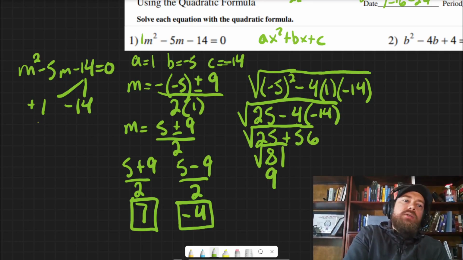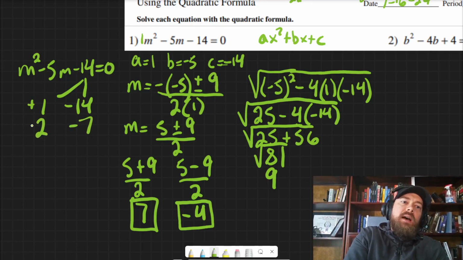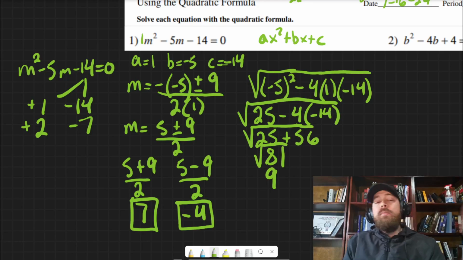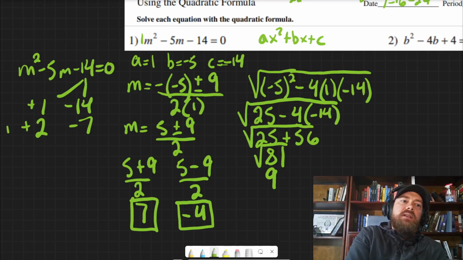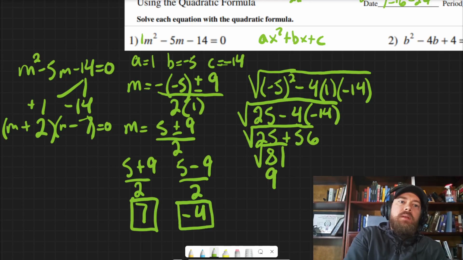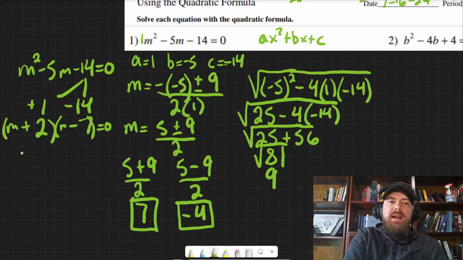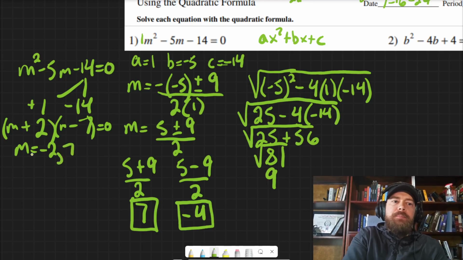What about the next two? That looks like that would work. 2 minus 7 is negative 5. And 2 times negative 7 is negative 14. Boom. And then take the opposite of 2. So you would set that equal to 0, and then you would subtract 2 on both sides. That's why we take the opposite. And then m would equal negative 2 and positive 7.